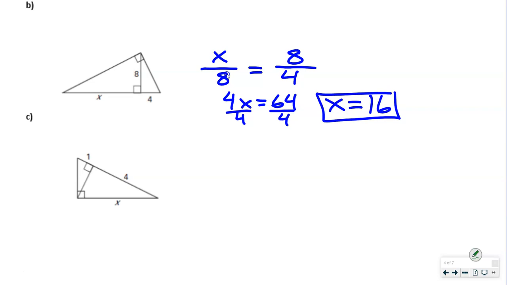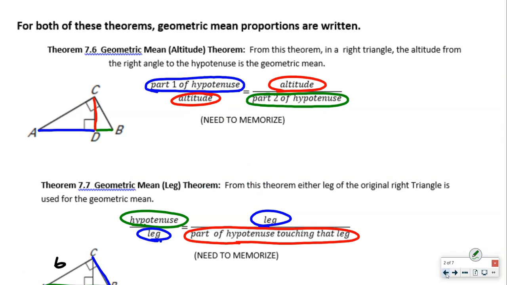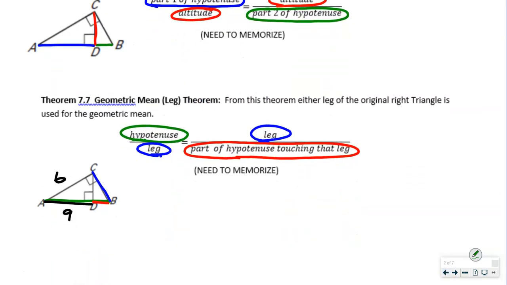And letter C here, we have our two parts of the hypotenuse, 1 and 4. We don't have anything written down, variable or number, for our altitude, but we do have an x on one of our legs. So we're going to use our other theorem, the leg theorem. So let's look back at the leg theorem real quick. What we do with that. Notice we will use the leg on both sides of the proportion, one on top, one on bottom. We'll have the hypotenuse on top of the leg, and then the leg on top of part of the hypotenuse touching that leg.